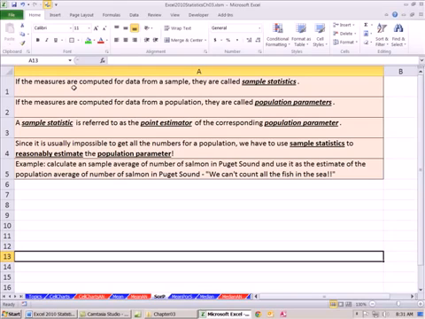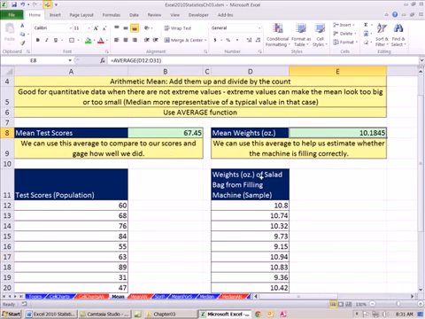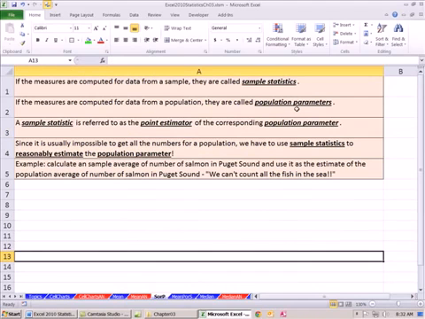If the measures are computed for data from a sample, they're called sample statistics. So our solid weights, this was a sample statistic, because we calculated it from sample data. Here, this was a population parameter calculated from actual population data. Population parameters are when you calculate some measure from all the items.